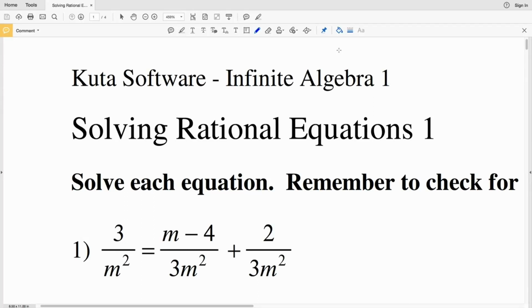In this video, we're going to start the Kuta Software free worksheet, Solving Rational Equations Easy. And I'll leave a link in the description below so you know how to get to this worksheet.